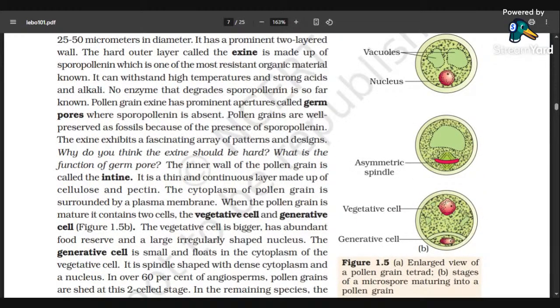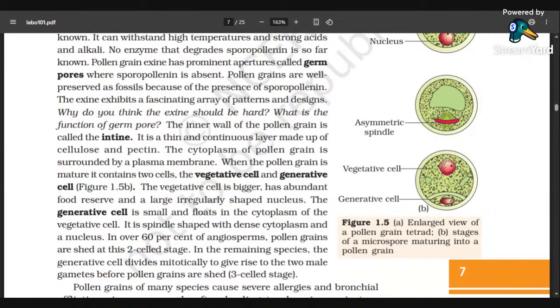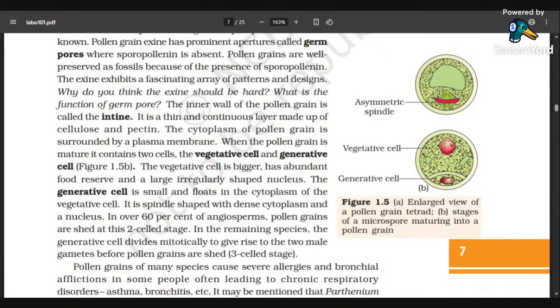The cytoplasm of the pollen grain is surrounded by plasma membrane. When the pollen grain is mature, it contains two cells, one vegetative cell and one generative cell. The vegetative cell is bigger than the generative cell, has abundant food reserve, and a large irregularly shaped nucleus. The generative cell is small and floats in the cytoplasm of the vegetative cell. It is spindle shaped with dense cytoplasm and a nucleus.